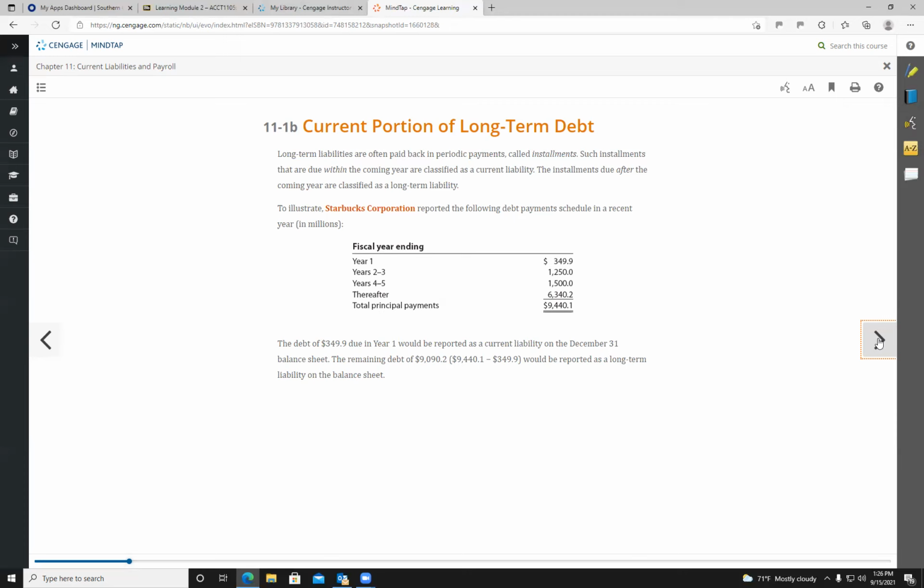If you look here, fiscal year ending in year 1, then years 2, 3, 4, 5, and thereafter. The debt of $349.90 due in year 1, we would report as a current liability because we know that's what we're going to pay in the next coming year. If you were doing your balance sheet for 2021, you are looking to see what portion of that long-term liability you are planning on paying in 2022. That is the amount you would list in the current liability portion for that long-term note.